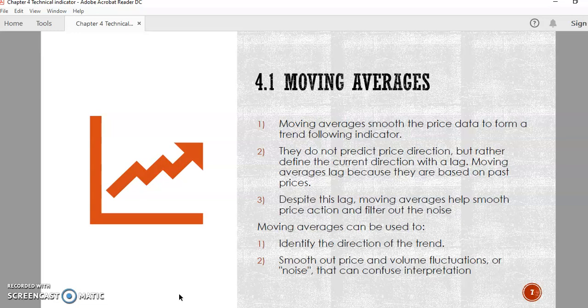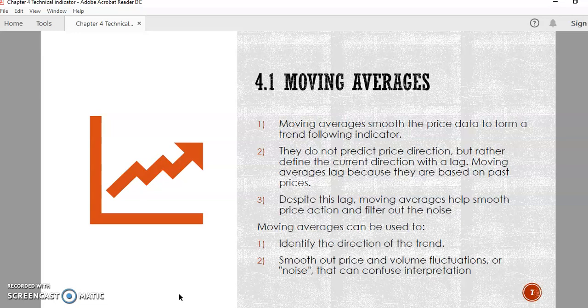Moving average is basically we try to calculate the average of price movement, then we divide it into a certain period of time. Okay, moving average smooths the price data to form a trend following indicator. They do not predict price direction, but rather define the current direction with a lag. So lag here refers to the duration of the moving average.